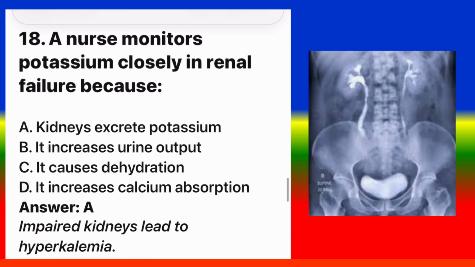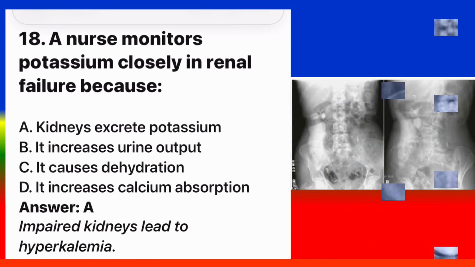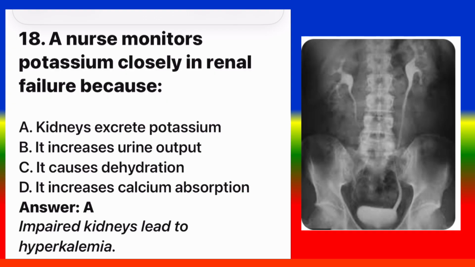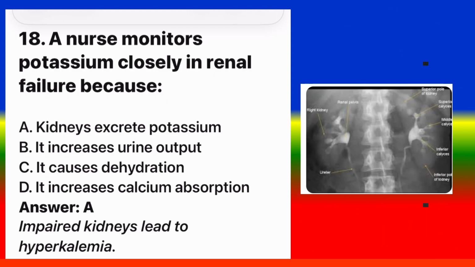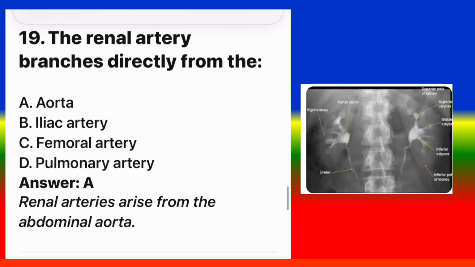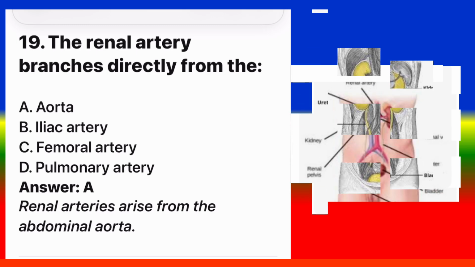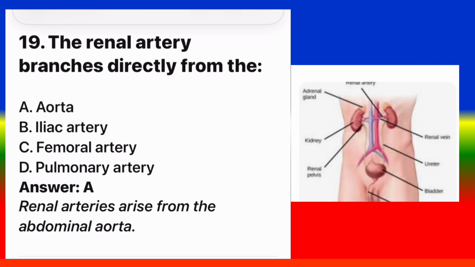18. A nurse monitors potassium closely in renal failure because A. Kidneys excrete potassium. B. It increases urine output. C. It causes dehydration. D. It increases calcium absorption. Answer A. Impaired kidneys cannot excrete potassium. 19. The renal artery branches directly from the A. Aorta. B. Iliac artery. C. Femoral artery. D. Pulmonary artery. Answer A. Renal arteries arise from the abdominal aorta.